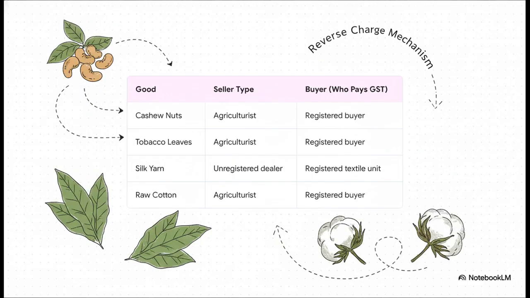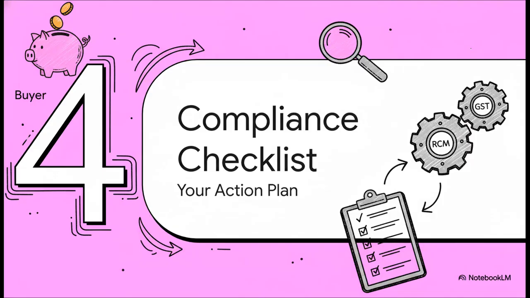And it's not just services. Take a look here. Certain goods follow the exact same rule. See a pattern? A lot of them are raw agricultural products, like raw cotton or tobacco leaves. The logic is pretty much the same. It's about shifting the tax burden from, say, an individual farmer who might be unregistered to the registered business that's buying those goods.